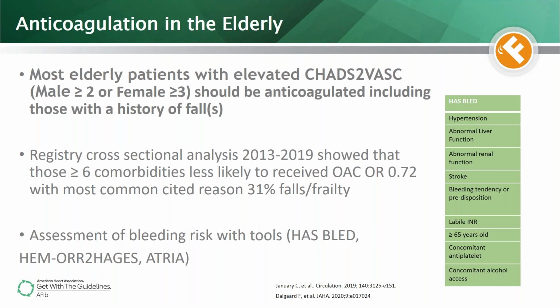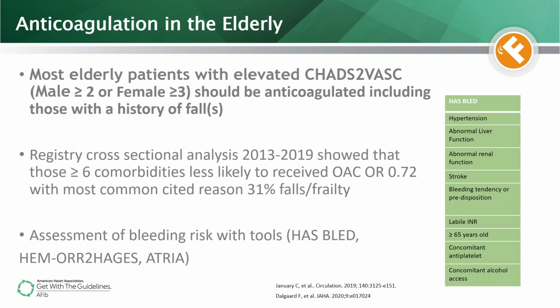But we know that a lot of these patients are not anticoagulated. When we look at data, there's a registry cross-sectional analysis that showed that many patients were not anticoagulated, particularly those with a lot of comorbidities, or greater than 6 comorbidities. Those are patients that are at high risk of falls and high risk of bleeding. And the most commonly cited reason that they were not anticoagulated, 31%, was because of falls or frailty.